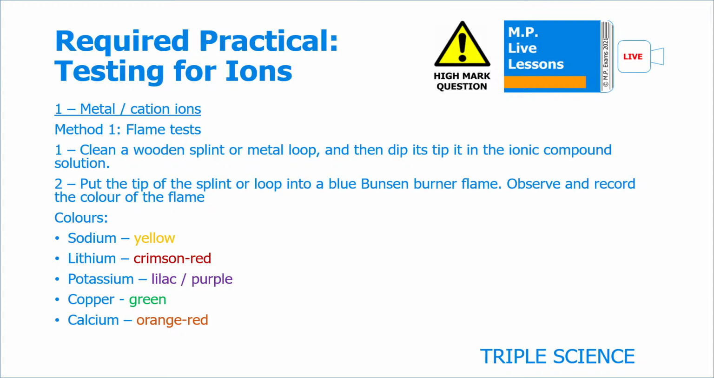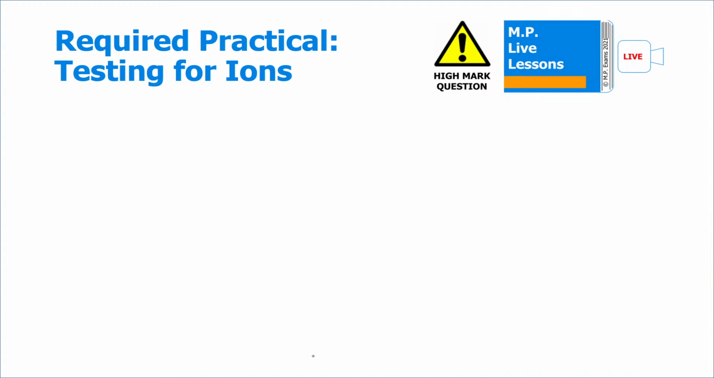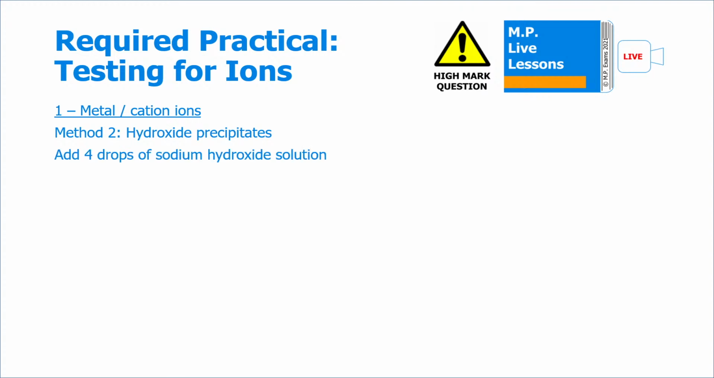You'll just need to learn this. Now, another way you could test for metals or metal ions is by using sodium hydroxide solution. So this is where a precipitate is produced. So first, what we do is we just add 4 drops of sodium hydroxide into the test tube or the sample that we are testing.